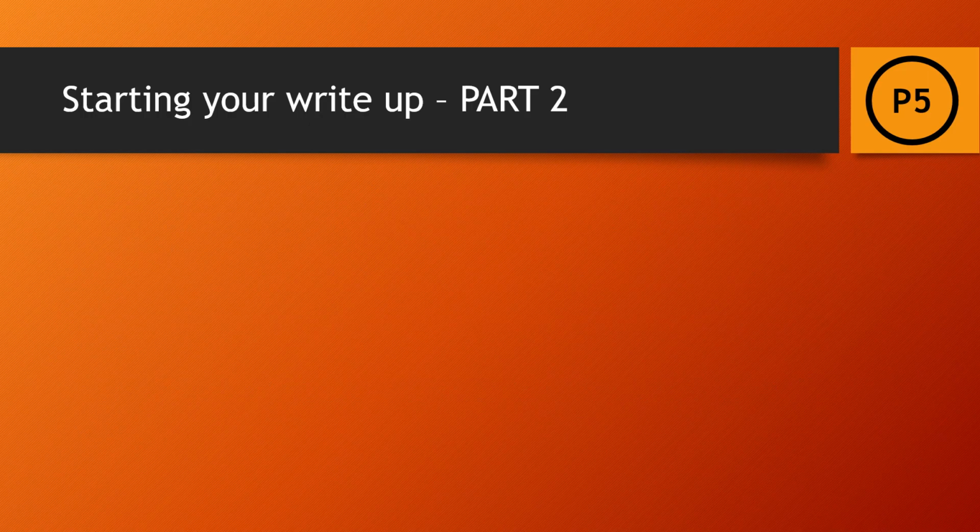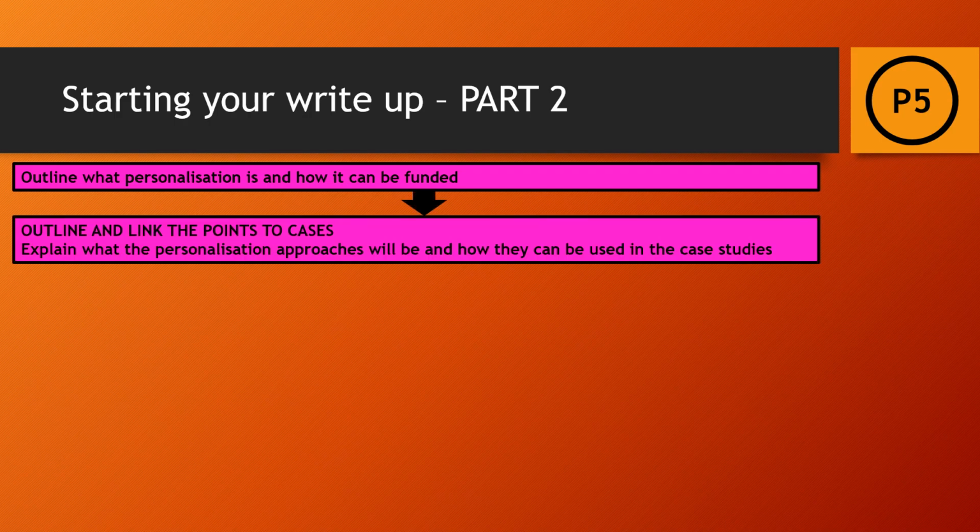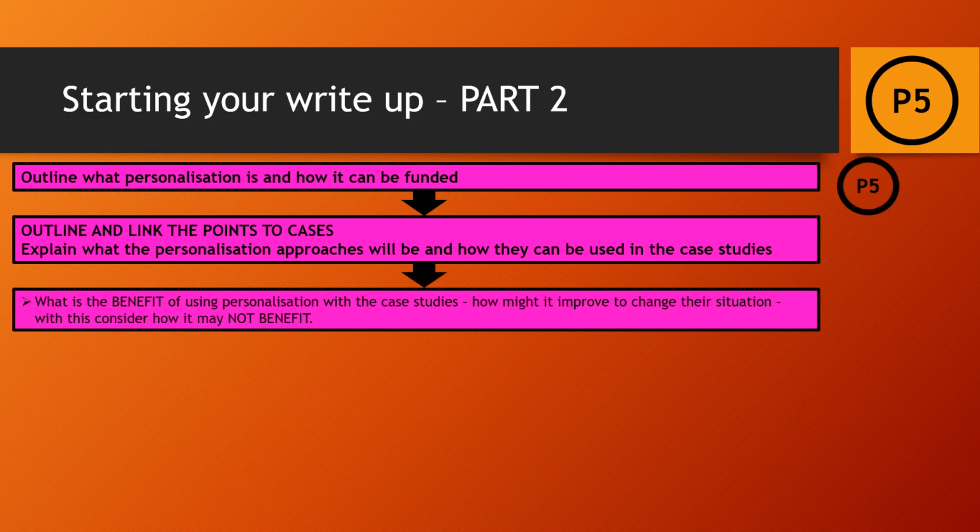So just to move on to the second part of the write-up, outline what personalization is and how it's funded. Think about your cases. What type of personalization might they choose? What type of care do they want? How would they provide it? Who would provide it? And how would they pay for it? And why would they want it? What's the benefit of giving them choice, which is moving into the merit here.